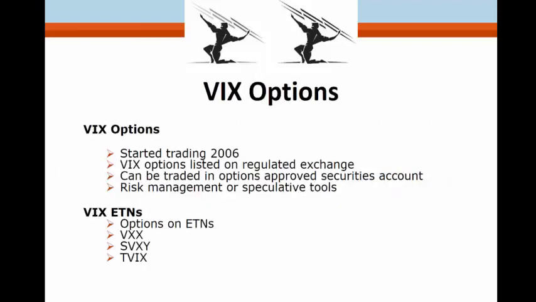So to talk about options a little bit, they were started in 2006, and you can get options on VXX, SVXY, or TVIX. So that's like any other option trade, but with a couple of really built-in advantages. They're highly liquid. They're easy to trade. You can trade them within an IRA with certain brokerage accounts.